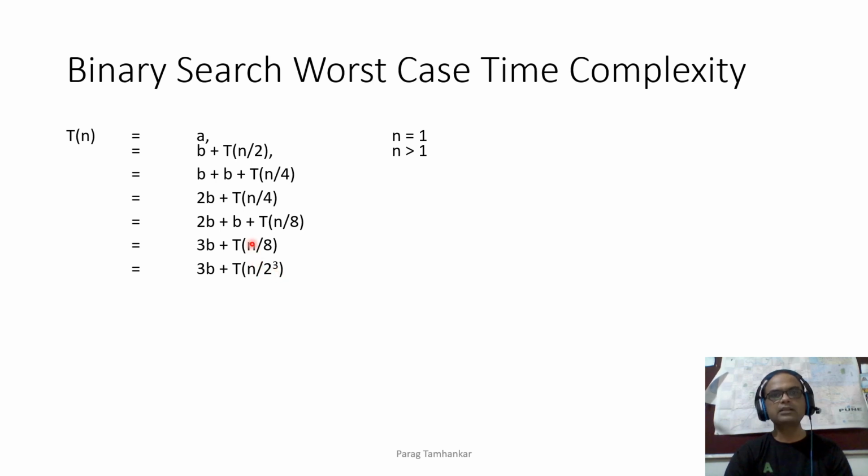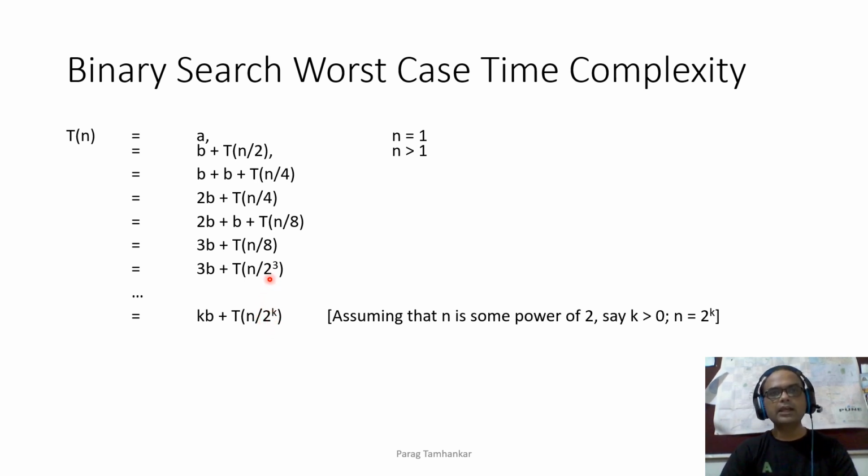Now one interesting thing to observe over here is that when we have one occurrence of b, we have 2 raised to 1, which is 2. When we have two occurrences of b, this is 2 raised to 2, so the second power of 2. Similarly, when we have three occurrences of b, we have the third power of 2.